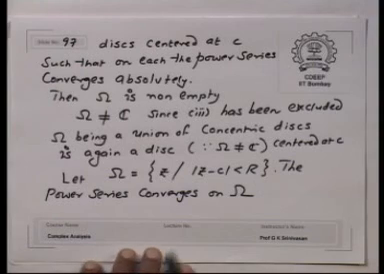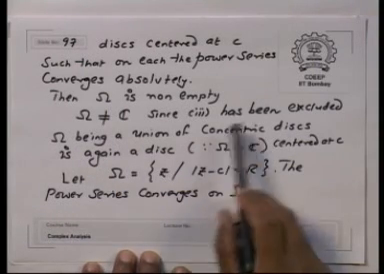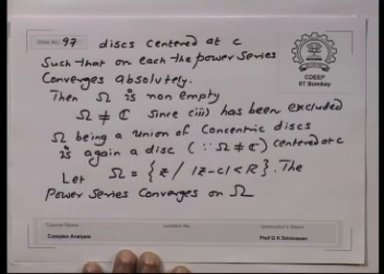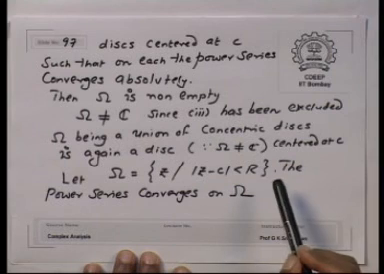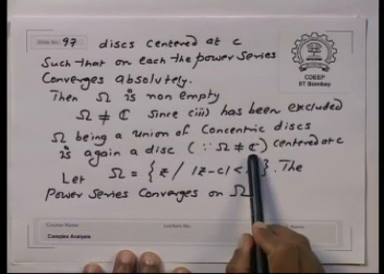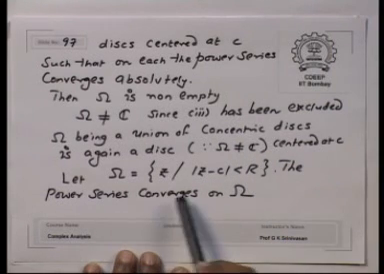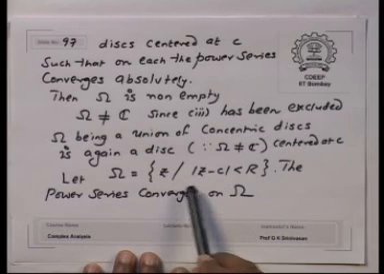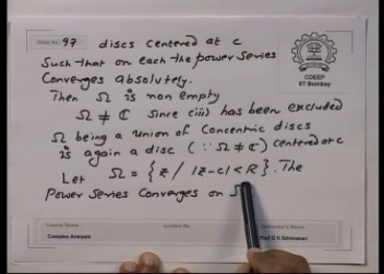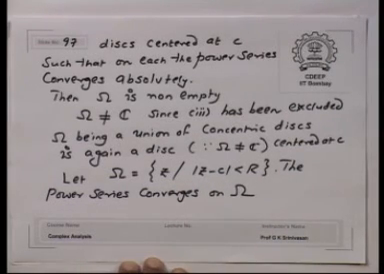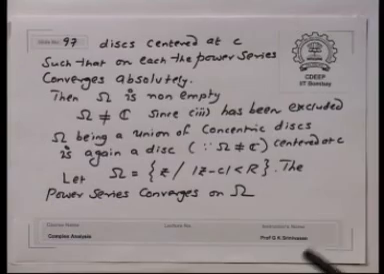We are ruling out that case also. So, omega cannot be the whole of C. So, omega being a union of concentric disks is again a disk because it is not the whole of C. So, let us call omega this disk, |z - c| < R. Then the power series converges on omega. Okay. Now, what are we supposed to show?